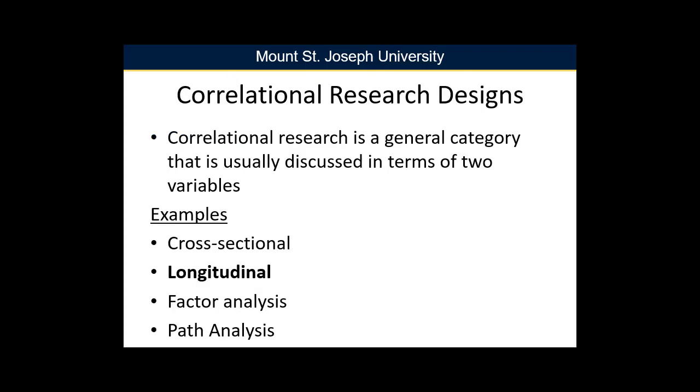of children. Correlational research is a general category that is usually discussed in terms of 2 variables, and there are different types of correlational research designs. For example, cross-sectional research, where you're looking at 4th graders, 5th graders, and 6th graders all at the same time, but looking at cross-sections, meaning not the same children across those years, but different groups, but looking at kind of the developmental range. Longitudinal research is looking at the developmental range of the same group of children.